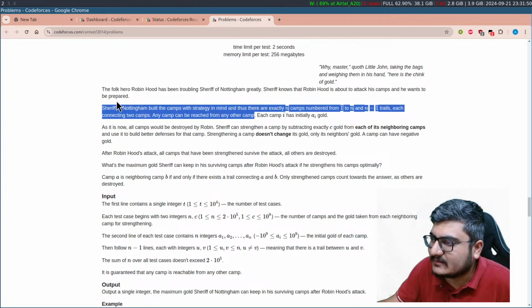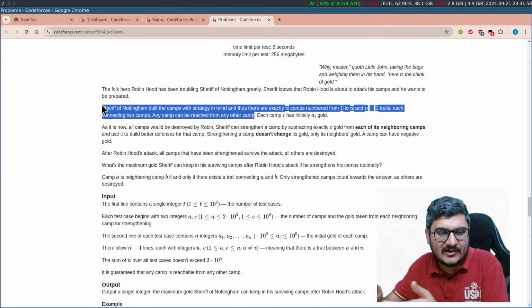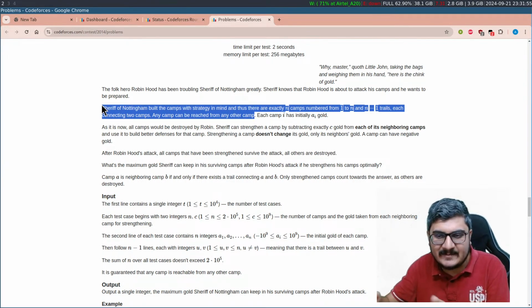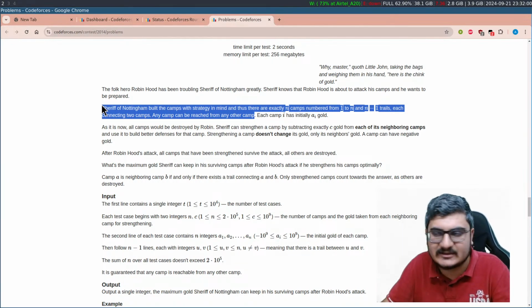And so, whenever you see something like this, you have n different places, there are n minus 1 roads, and you can start from any node and reach any other node. This just means the given graph is a tree.